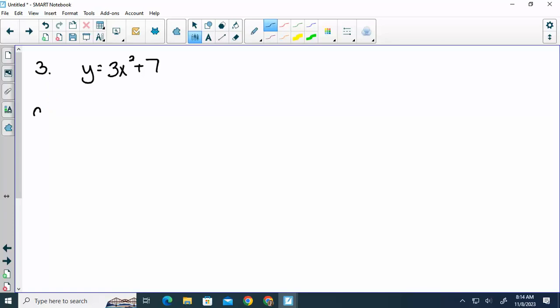And we have to check symmetry to the x-axis, y-axis, and origin. I would require some kind of work to explain this. So if you just tell me yes or no, you're not going to get credit on that. You need some kind of justification for why you're answering how you answer.